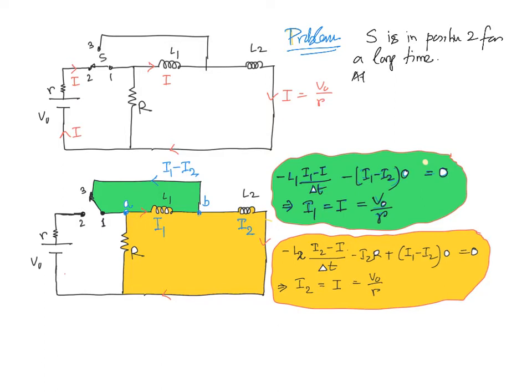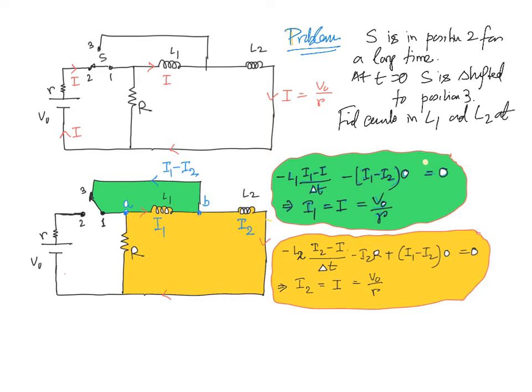Now at t equal to 0, S is shifted to position 3. Now we have to find the currents in the branches or inductors at time t.